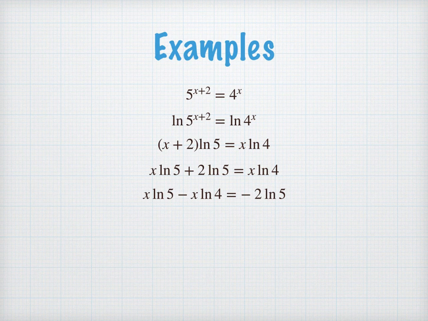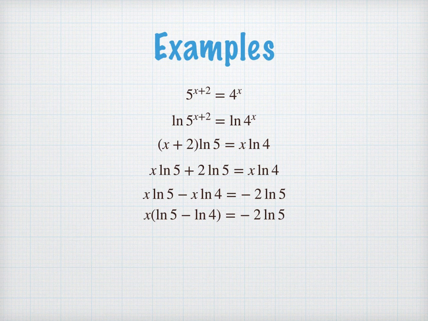Well, now both terms on our left-hand side have an x in them. So we could factor that out. When we factor that out, we have x times the quantity natural log 5 minus natural log 4 equaling negative 2 natural log 5.